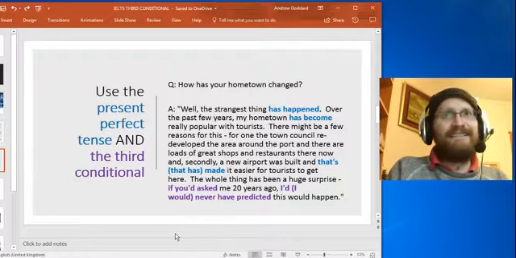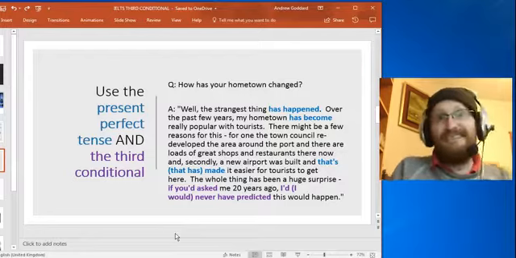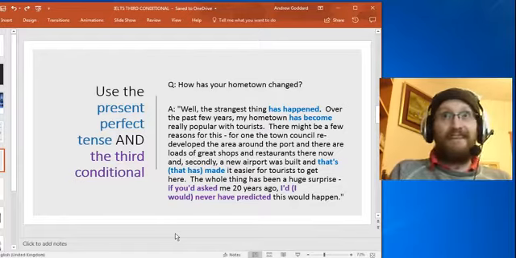and that's made it easier for tourists to get here. The whole thing has been a huge surprise. If you'd asked me 20 years ago, I'd never have predicted that this would happen.